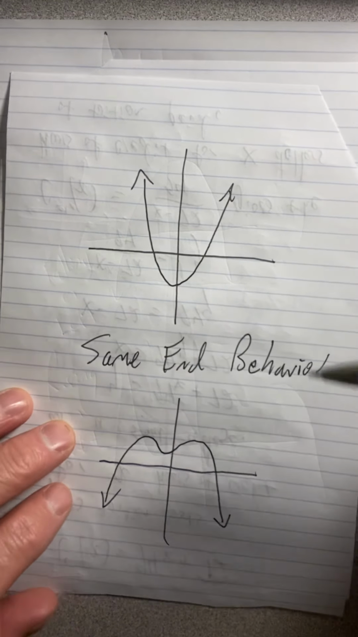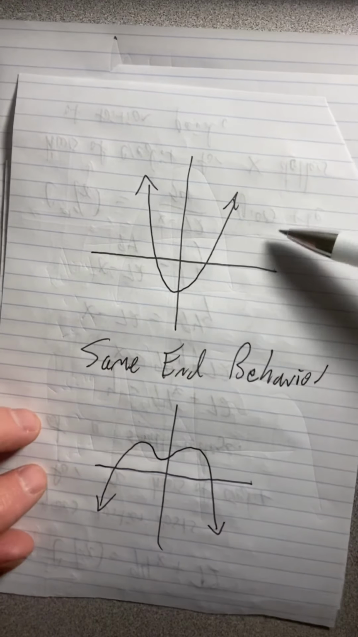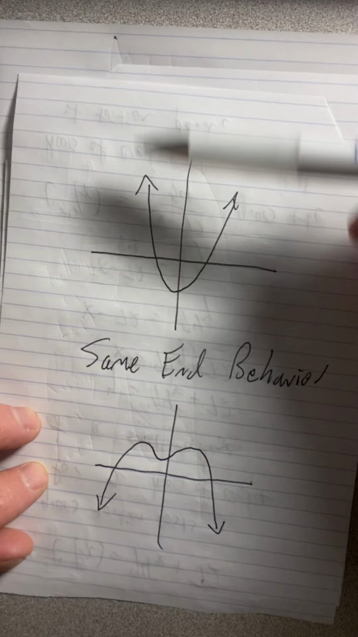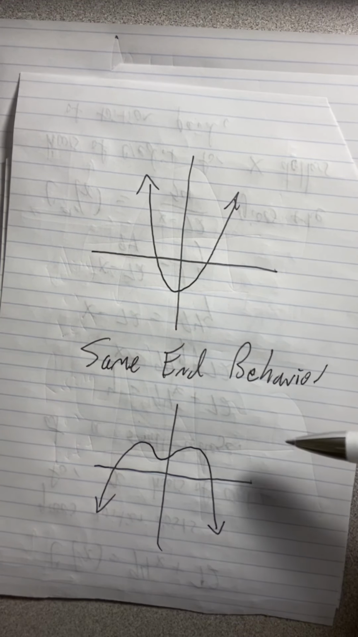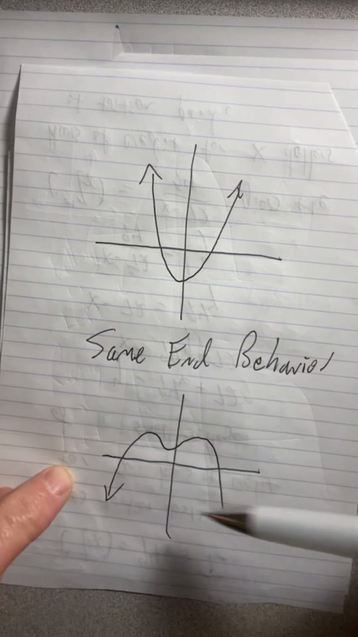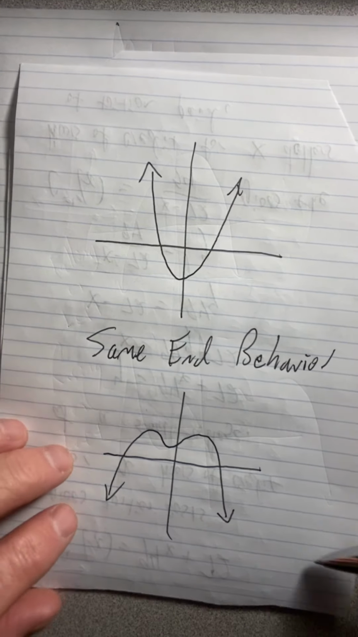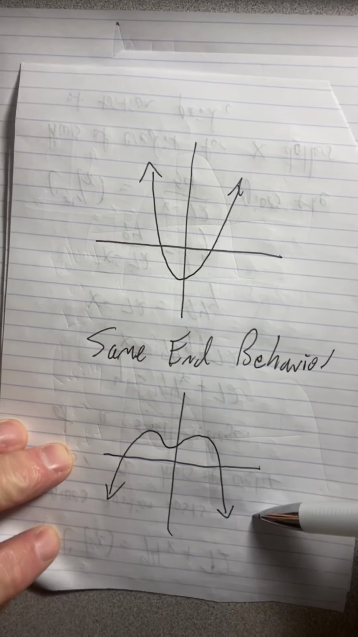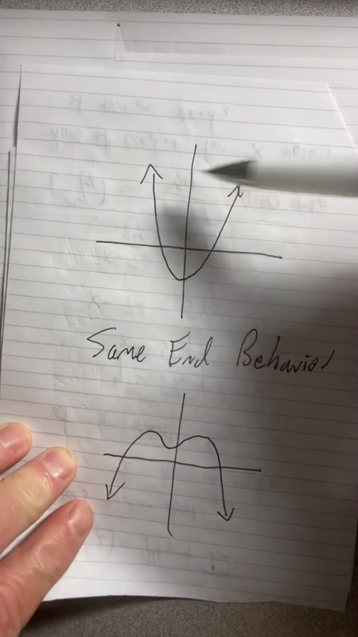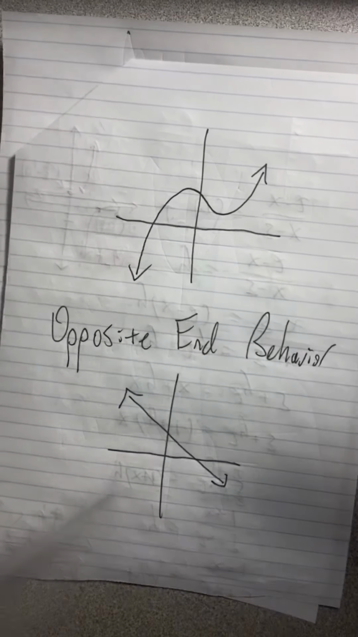These polynomials have same end behavior. The right and the left are both, the y values are going to positive infinity. But down here on the right and the left, the y values are both going to negative infinity. So the y values are both going to negative infinity, both going to positive infinity, so we say same end behavior.